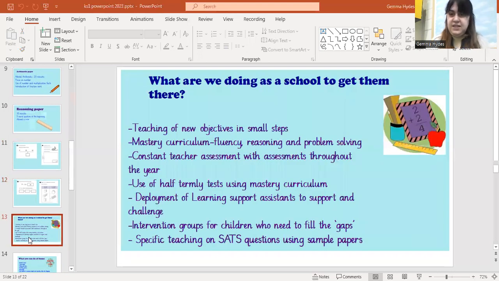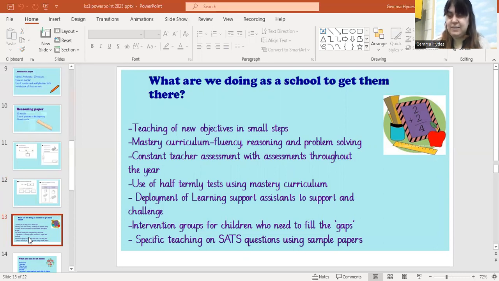So because of the SATs, we're not just going to throw them in there, we are preparing them. We don't tend to tell the children too much about the SATs in Year 2 because they're so young. We tend to call them quizzes, so they don't get upset by them. So the things that we're doing in school, we're teaching them in very small steps. And again, this is mastery. We're keeping all the children together. We're not leaving anybody behind.